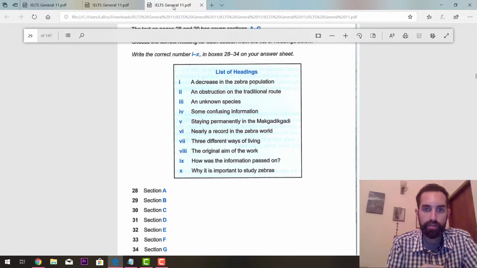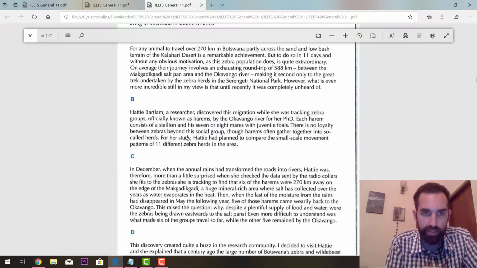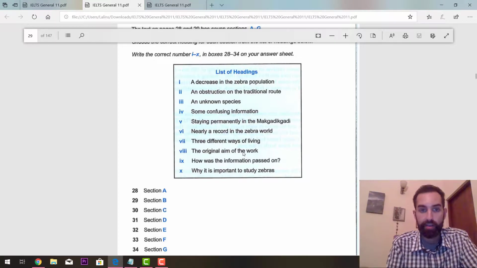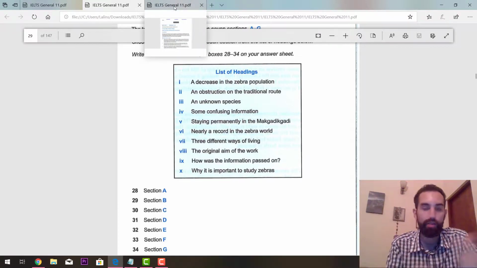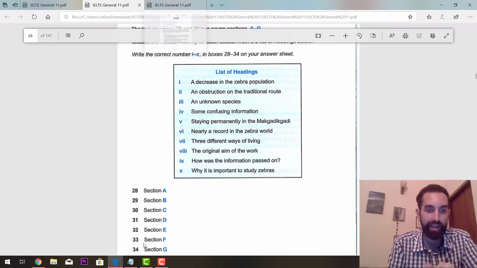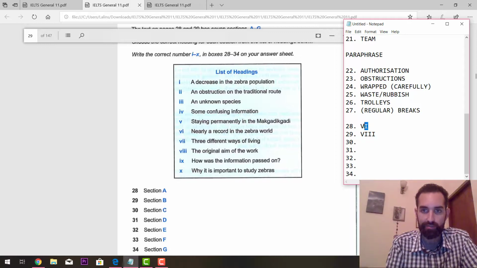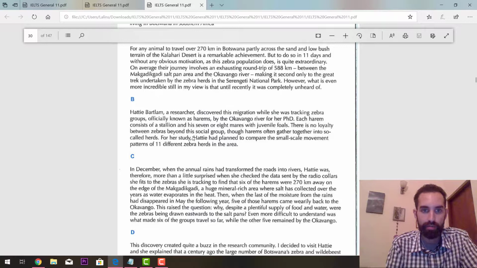So it's mentioning for her study. Okay, we just mentioned the original aim of the work. Actually, yeah, that's easy. That's actually a very easy one because it's mentioning all about the study more than anything. So the answer for that would be VIII. That's 8 in Roman numerals. This was 6 in Roman numerals. So yeah, it's the original aim of the work. That is what she was trying to do.